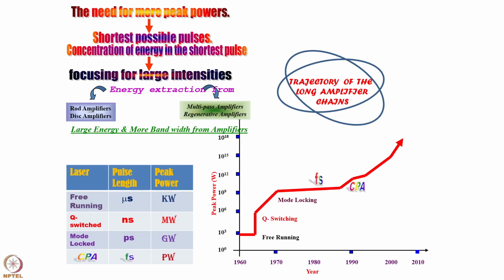With this bottleneck gone, there is no stopping the kind of peak powers that were achievable. Petawatt has now become almost an everyday affair. It is easy to get a petawatt level output from a laser chain. Okay, so let us go on beyond that.